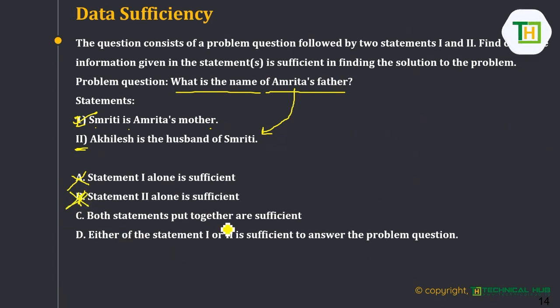Now what I'll do, both statements put together. So I'll consider both the statements now. I'll take one as well as two. Now I know that Amrita's mother is Smriti and Smriti's husband is Akhilesh. Now I can say that Amrita's father is Akhilesh. If I combine the information given in both the statements, then I can find the name of Amrita's father, which is Akhilesh. So that's why it is option C. Both statements put together are sufficient.